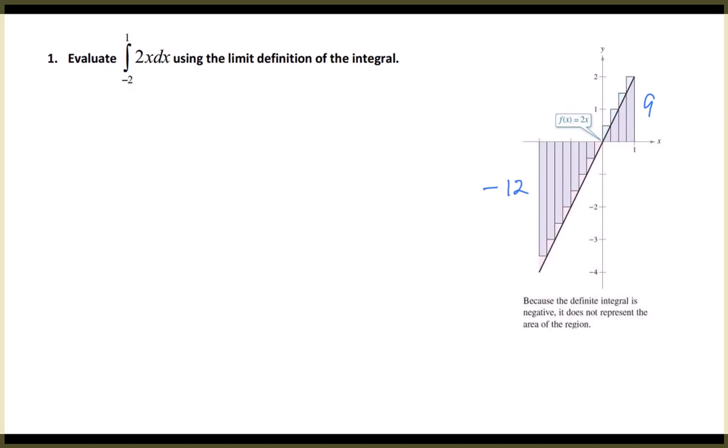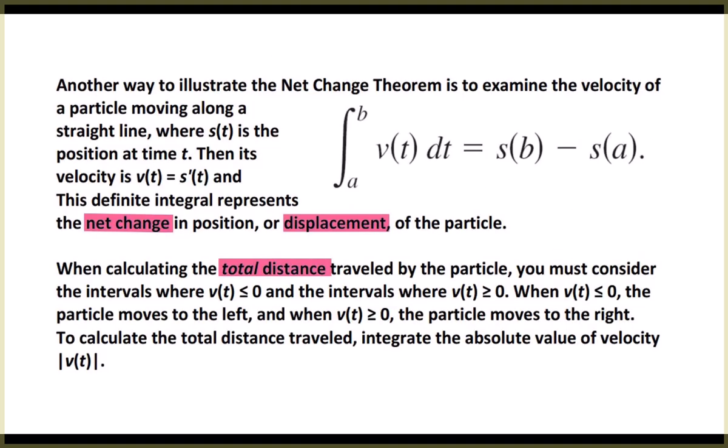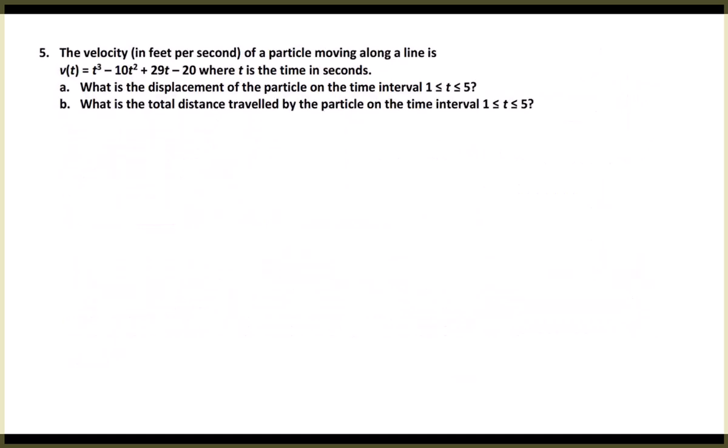What's this telling us? Well, decide where it's negative and then just take the absolute value. So what's the total here then? 21. And that's what this is talking about back here, the total distance in this case. All right, so let's work one.